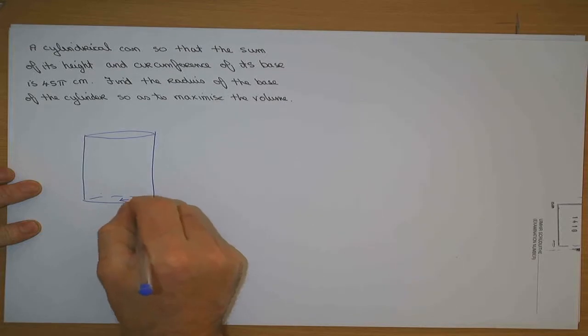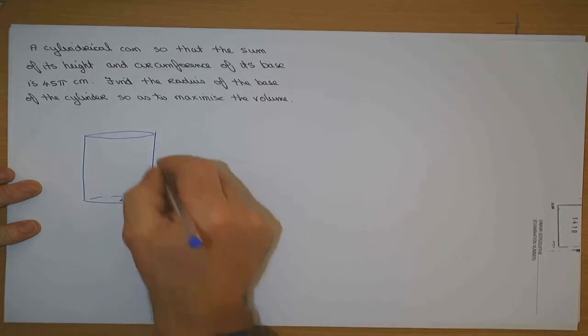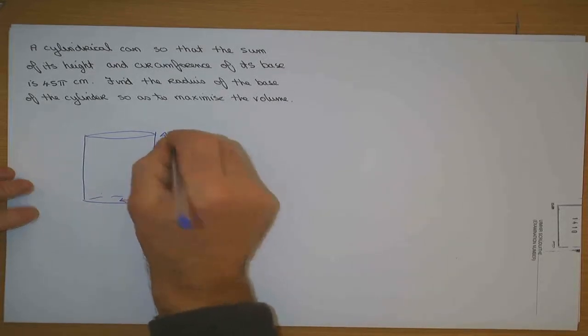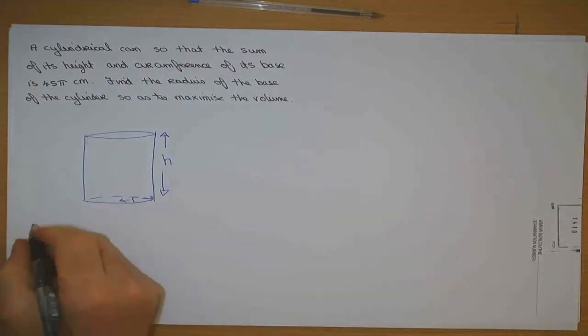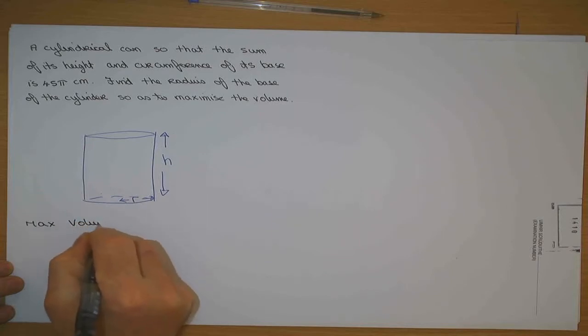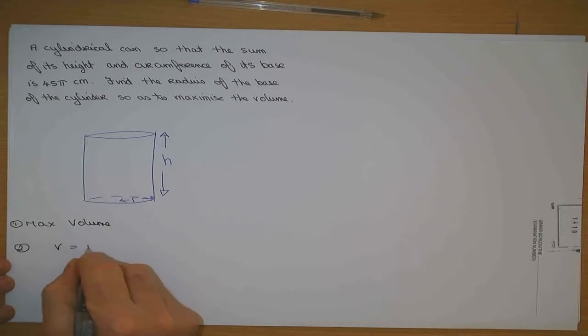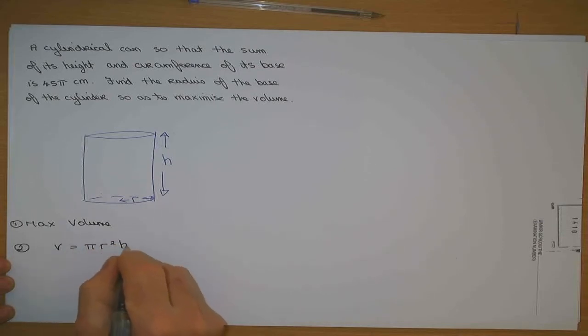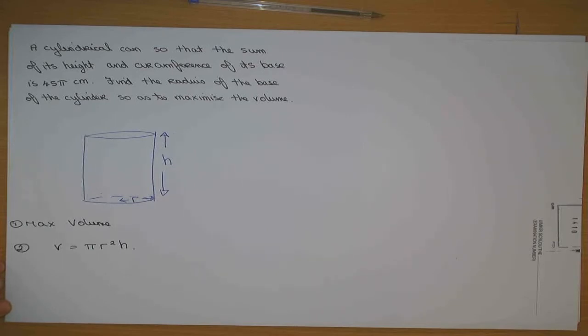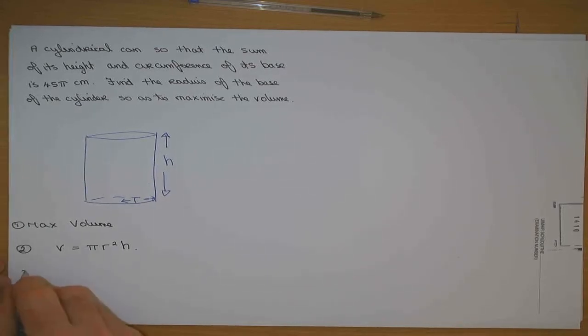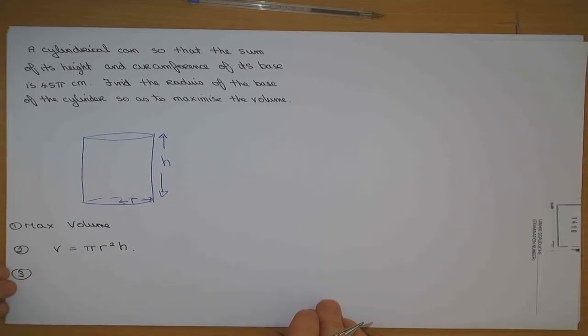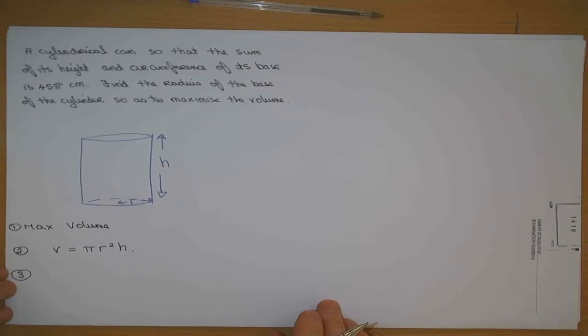That's the radius, and that's the height. And what I have to do is maximize the volume. That's a mathematical formula for volume. The volume of a cylinder is pi r squared h. Can I differentiate that? No, it's in two variables. So I must be given another piece of information that allows me to write one variable in terms of the other. And what am I told?